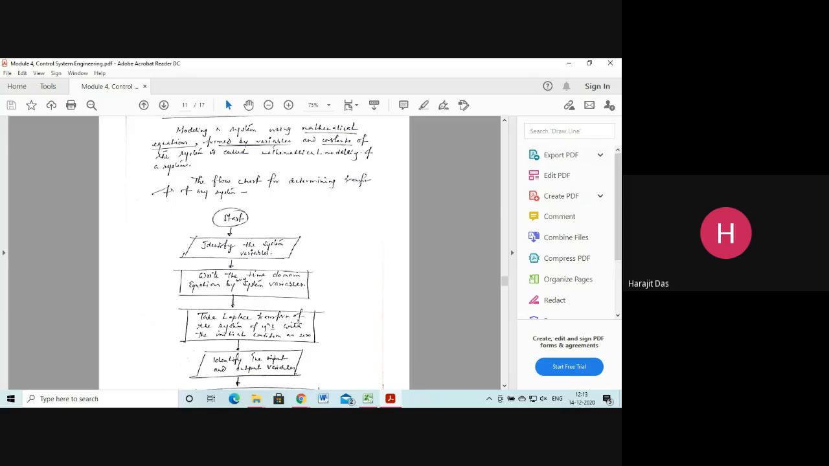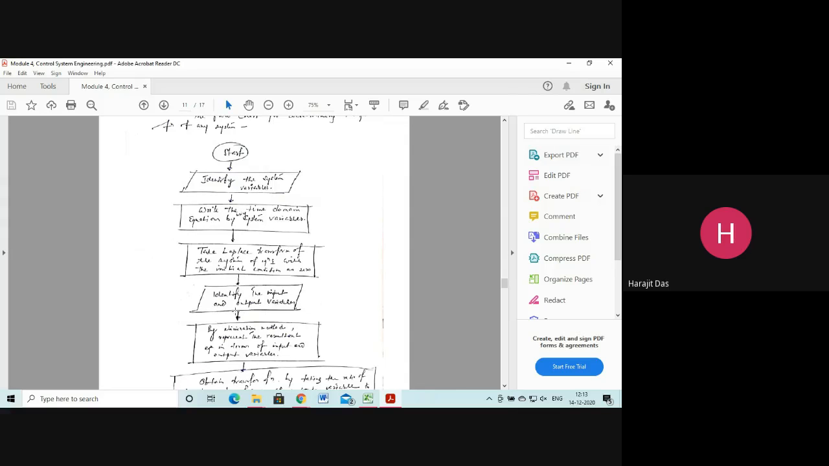So take Laplace transform of these time domain parameters or variables with the initial conditions as 0, because we need to be very careful about this. When you are converting the time domain parameters to Laplace parameters, the initial condition should be 0, otherwise you cannot find out the transfer function.